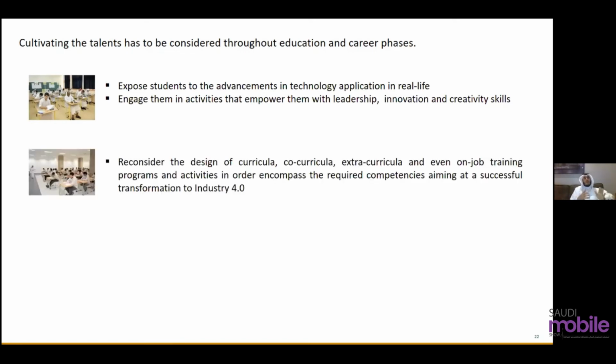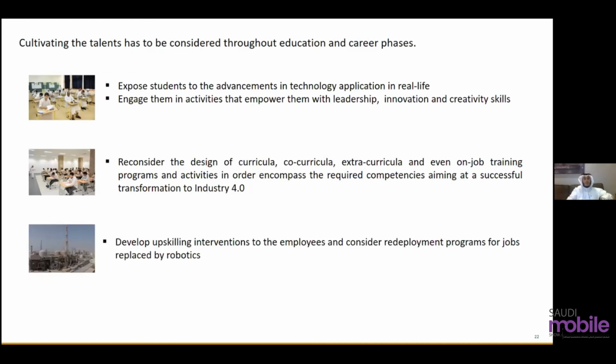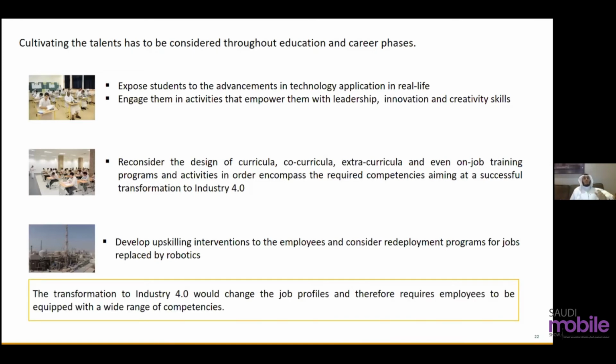Engaging them in these activities, we need to reconsider the design of our curricula, co-curricula, and extracurricular activities, in addition to the on-job training programs and activities, in order to encompass all the required competencies aiming at a successful transformation to Industry 4. Develop upskilling interventions for the employees and consider redeployment programs for jobs replaced by robots or robotics in general. The transformation to Industry 4 would change the job profiles, as we said earlier, and therefore requires employees to be equipped with a wide range of competencies.